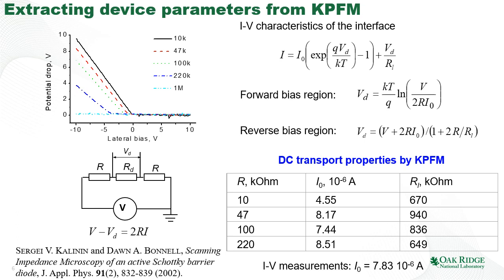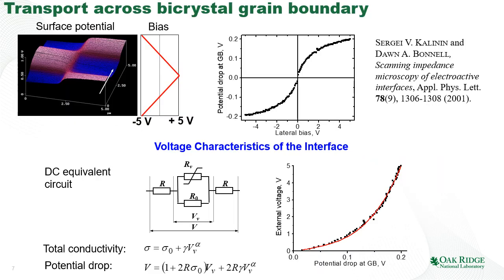And by measuring the potential drop as a function of lateral bias, I can actually reconstruct the transport behavior of the interface, even if I don't know the current flowing through the system. Notice that it is kind of important because in this case, I didn't try to measure the current flowing through the system. I can do that and I'll show you examples of how it can be done, but even the partial information works. This is another example of the transport behavior across the grain boundary in the bicrystal.